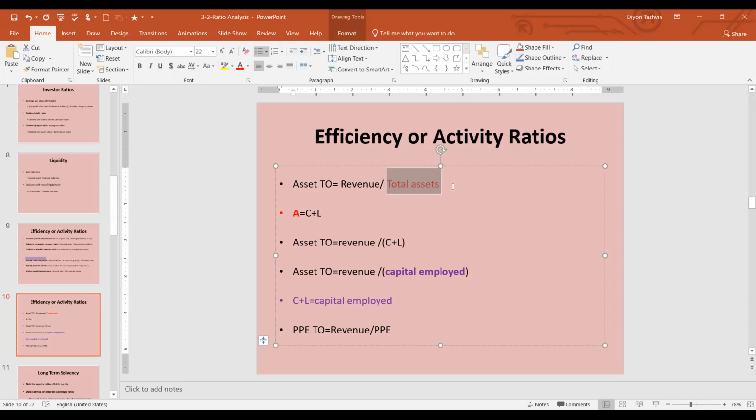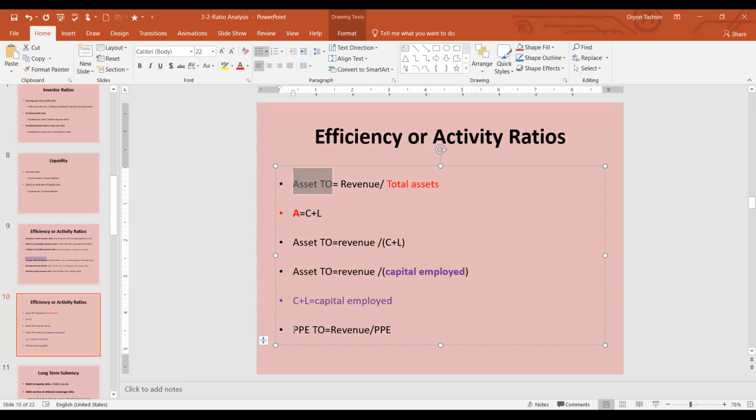Here we are just going to take the total assets. At the same time, we can take the capital plus liability itself. At the same time, we can calculate it by the capital employed. So this asset turnover ratio can be manipulated with different terms. Can you see? Different bases we can use.